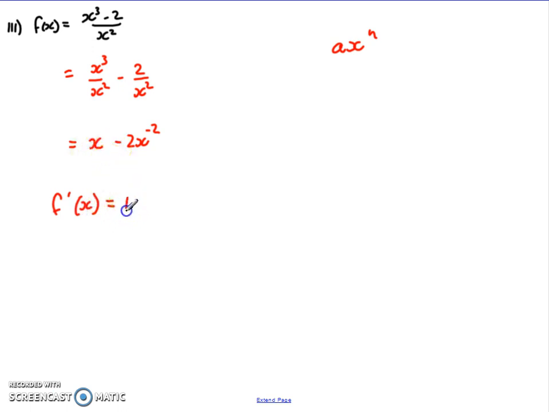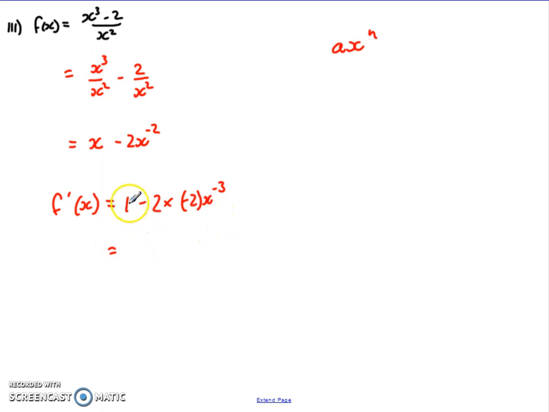So derivative of x, that's just 1. So then take away 2 times the derivative of this part. So again, power down in front, reduce it by 1. So it's negative 2x to the negative 3. Remember, negative 2 take away 1 is negative 3. Don't fall for that trick that you see quite often where they'll do negative 2 take away 1, but go back the way to get you to negative 1 rather than negative 3.